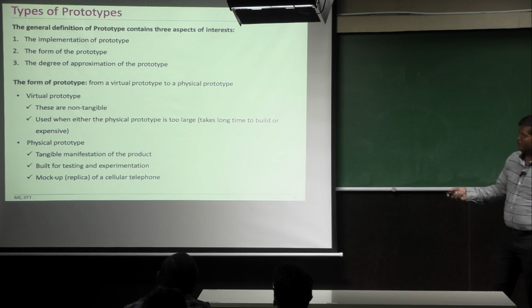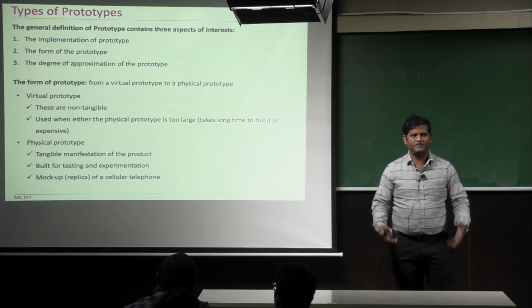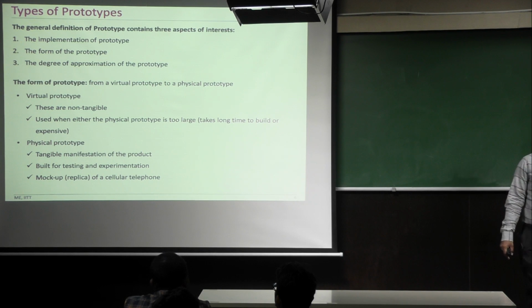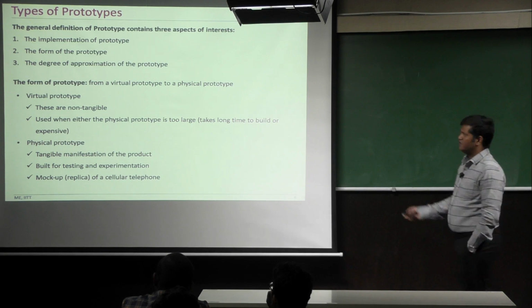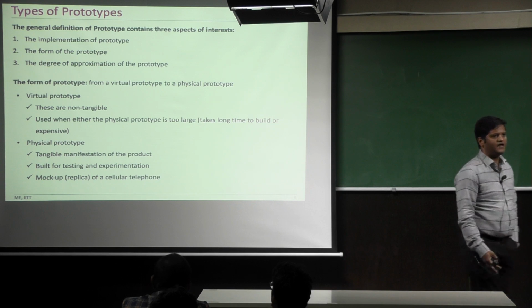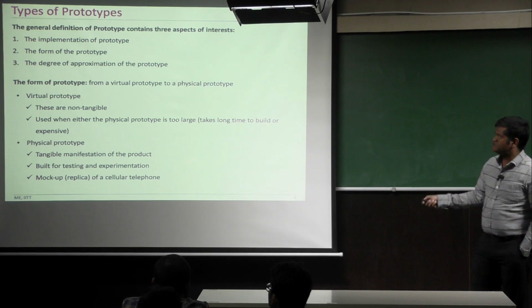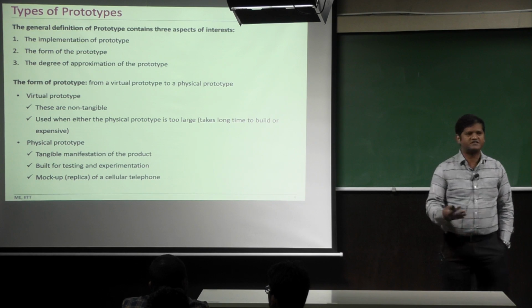And on the other hand, the physical prototype is nothing but the physical model of your component, of your design. If you go for the full scale model, it can be used subsequently for testing and experimentation. So these are the two forms of the prototype, that is the virtual prototype and the physical prototype. Physical prototype is very straightforward.